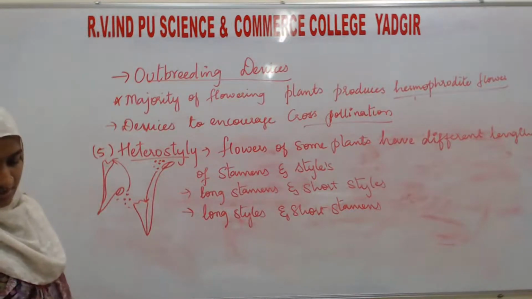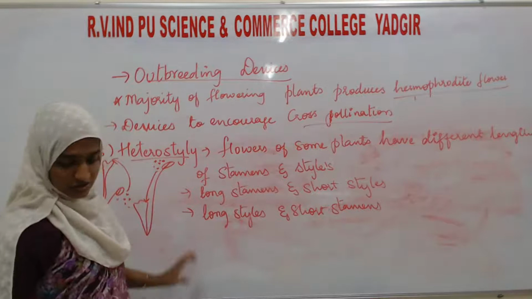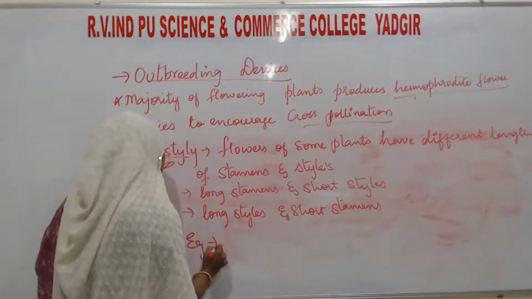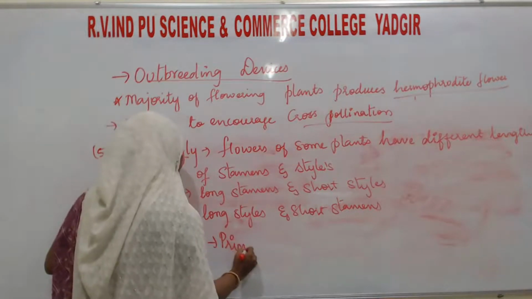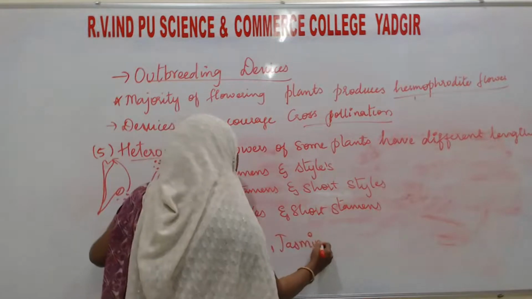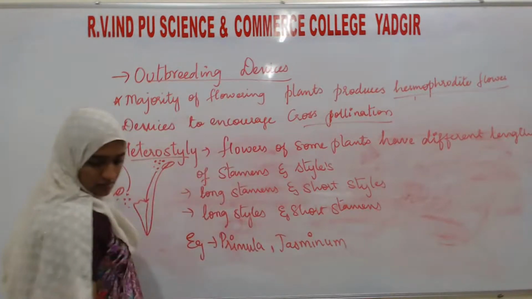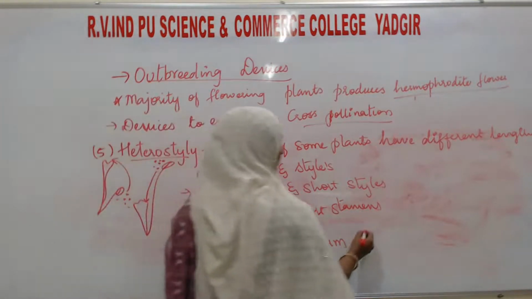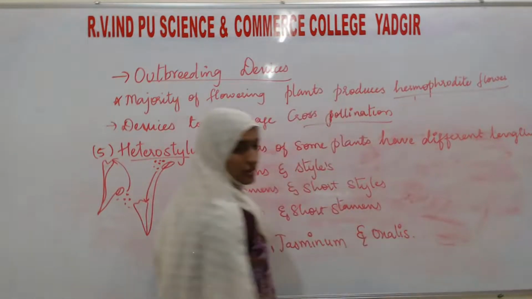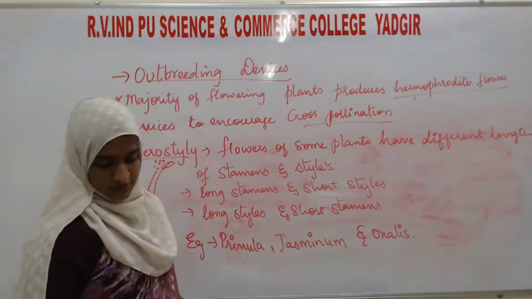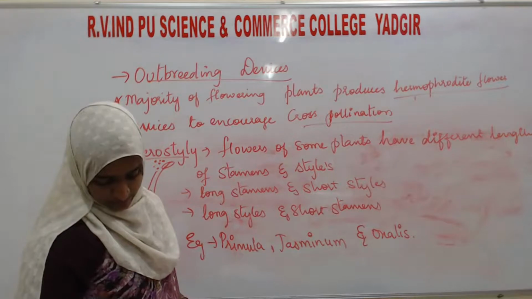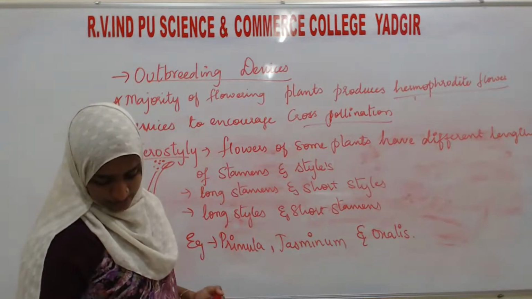So what are the examples in this heterostyle? Primula, jasminum, and oxalis. Okay, these are some examples of this device. So this is about the outbreeding devices.